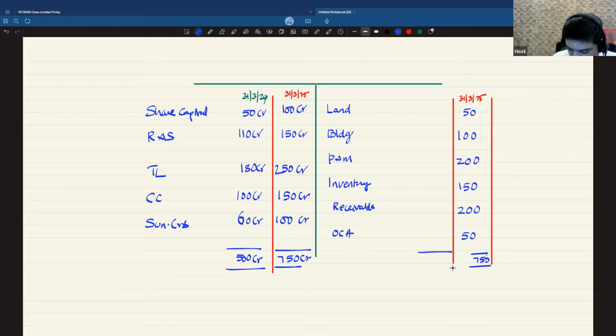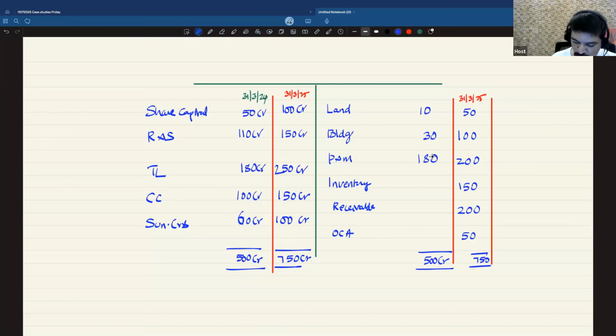It means on the asset side also in the previous year, they had 500 crore. So what was that 500 crore? Let's try to understand. Let's say in the previous year, their investment in buildings is only around 30 crore. And their investment in land was only around 10 crore. And investment in plant and machinery is around 180 crore.